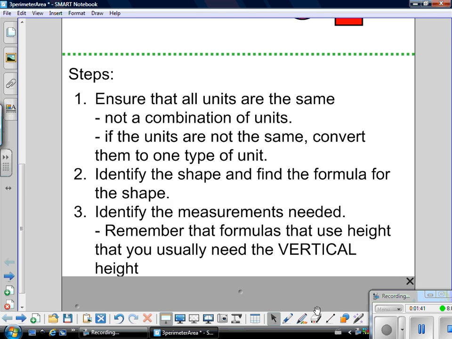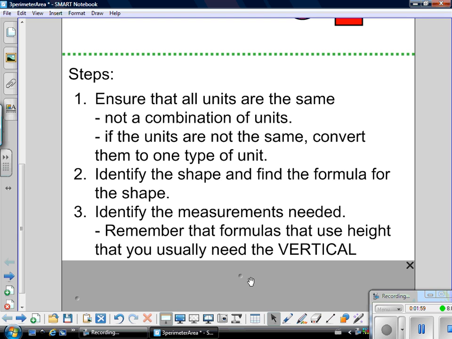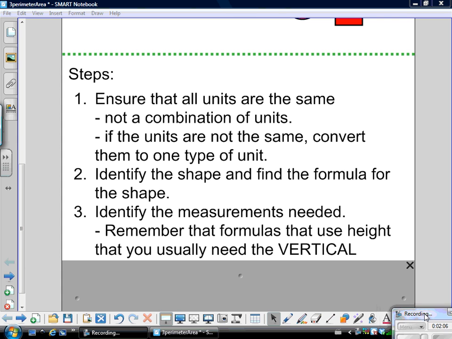The next thing we need to watch out for is that we have to identify the shape that we're looking at and find a formula for that shape. Formulas for the shape in most cases will be given to you because it's a concept that you could just Google. If you can Google it, it's not something that you need to memorize. Also identify the measurements needed. We have the formula, so we know that we need certain measurements to fill into the formula.